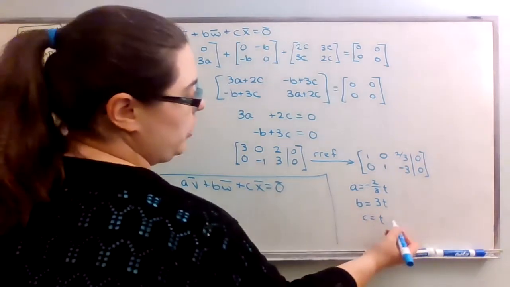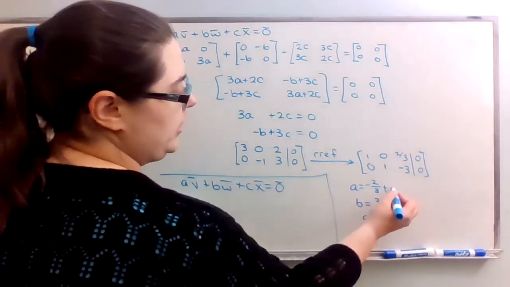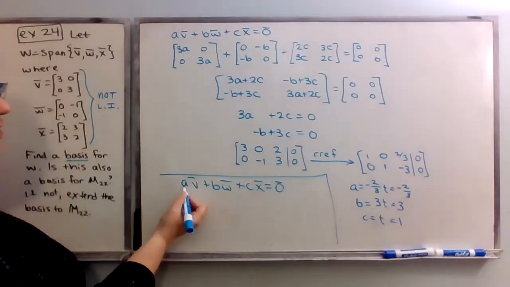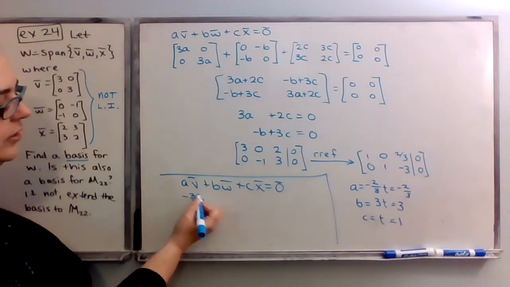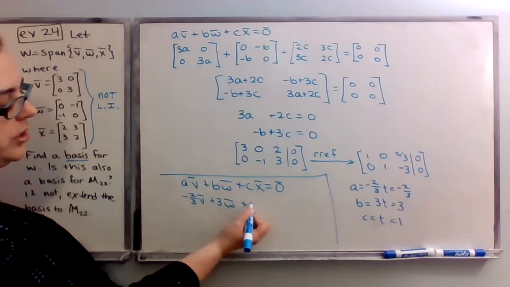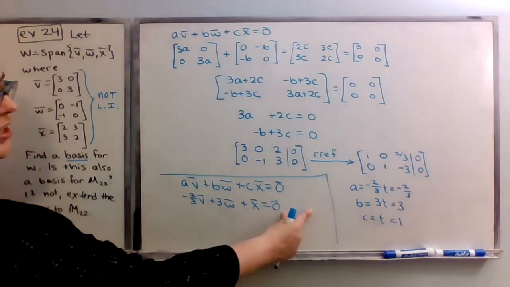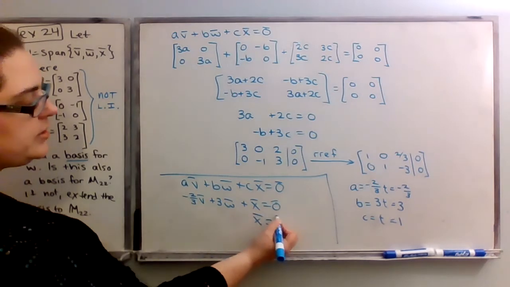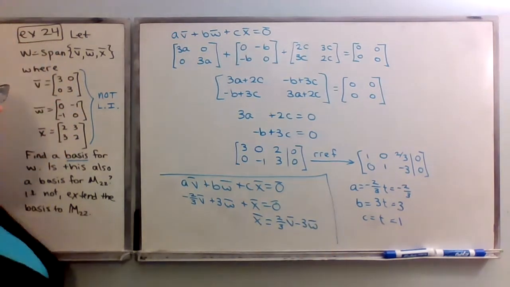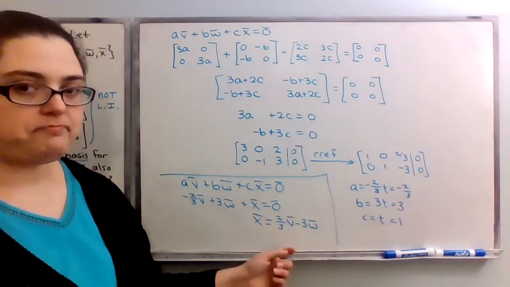So if I let T be 1, then here I'm going to get 3. And here I'm going to get negative 2/3. So what that means is I'm going to get negative 2/3 V plus 3W plus X is 0. And I can move those to the other side, get that X is 2/3 V minus 3W. So this way we're able to write one of the vectors in terms of the other two.